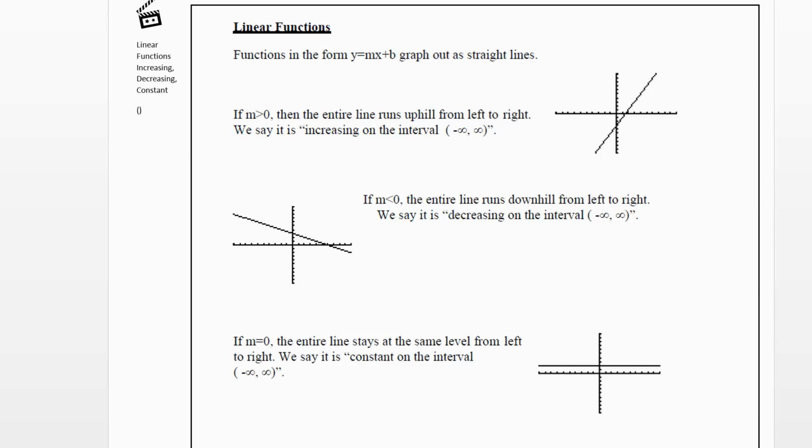Okay, we've started talking about when functions are increasing, decreasing, or constant. And we're going to start off with some very basic functions here, linear functions, functions that just graph as a straight line. And functions of that form will always be in the form y equals mx plus b. Okay, so they might not always look like that, but they can always be put in that form. And this is called slope-intercept form, which you may have seen before.